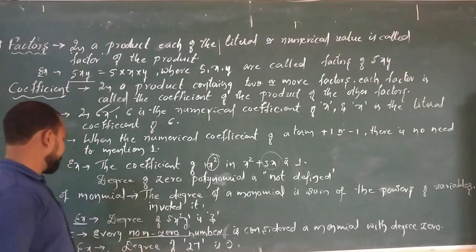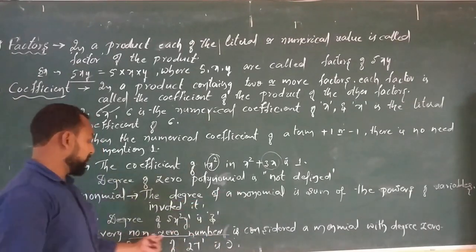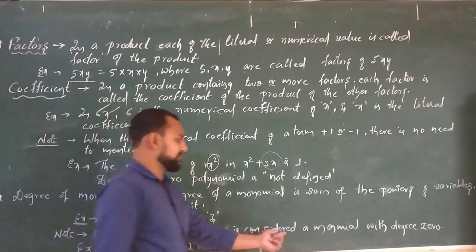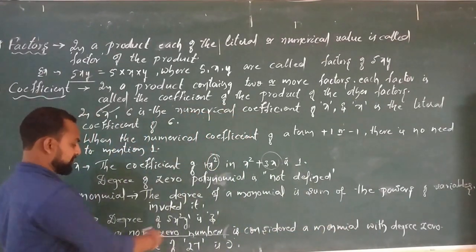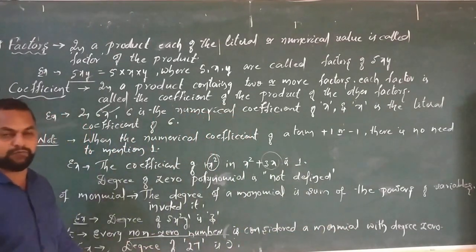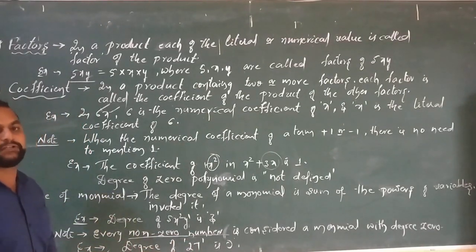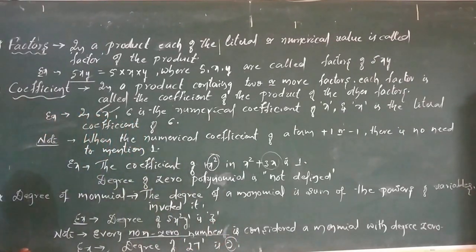And what is the degree of that? The degree is 0. Every non-zero number, like 27, 3, 4, 5, 6, 7, 8, is considered a monomial with the degree 0. The degree of the term is 0. And this is the concept of the factors, coefficient and degree of the monomial. Okay, understand?